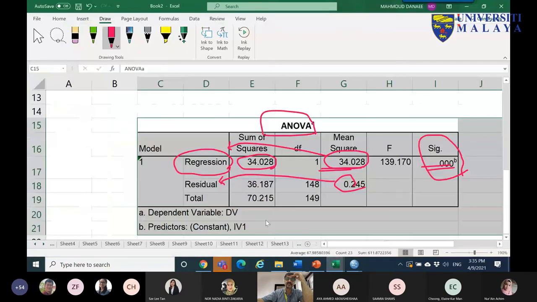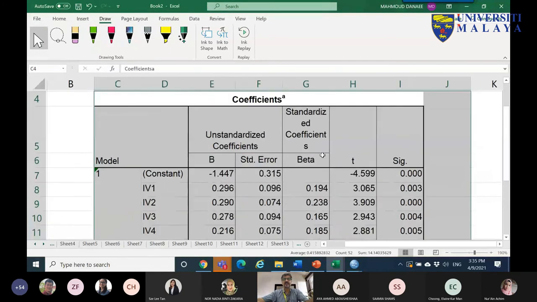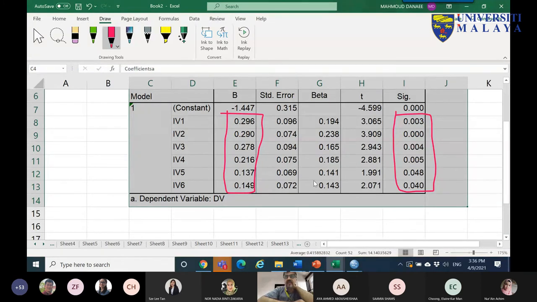According to these results, all factors are significant, right? Yes or no? Yes. So can you tell me which factor has the most impact on the DV? IV1, IV2. Which one? The first and the second. These two. Okay, IV1 or IV2, which one has the highest impact? IV2, the second one. Why?